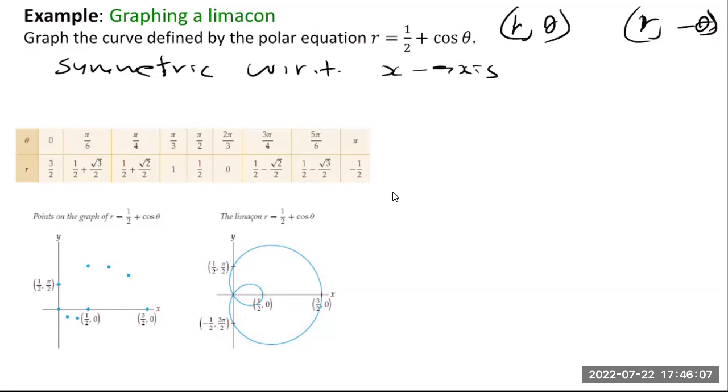The upper part is the mirror image of the lower part. That is because of the symmetry with respect to the x-axis. That completes that example.